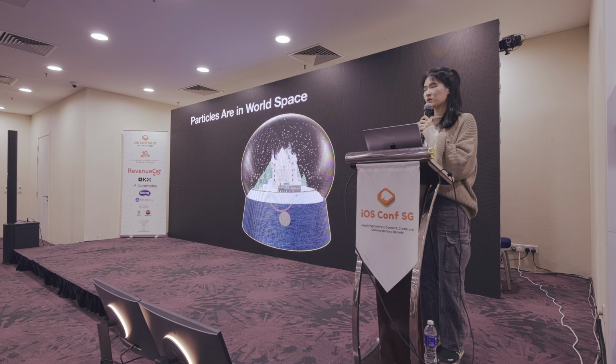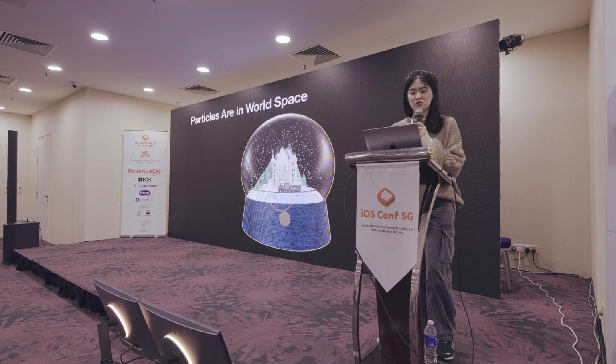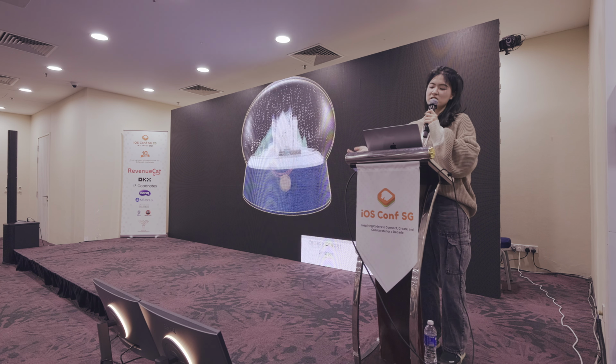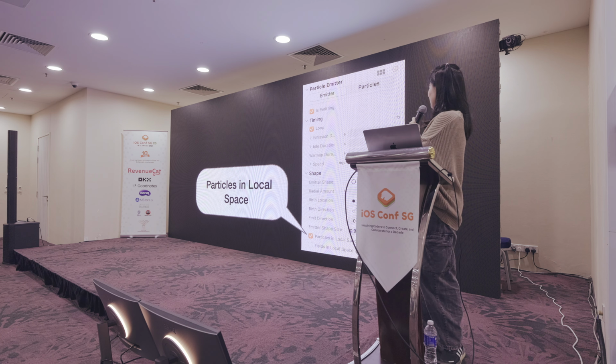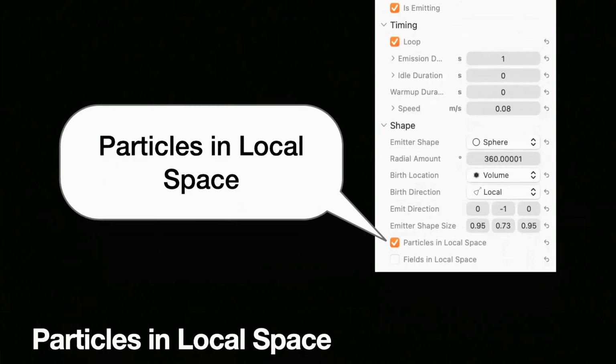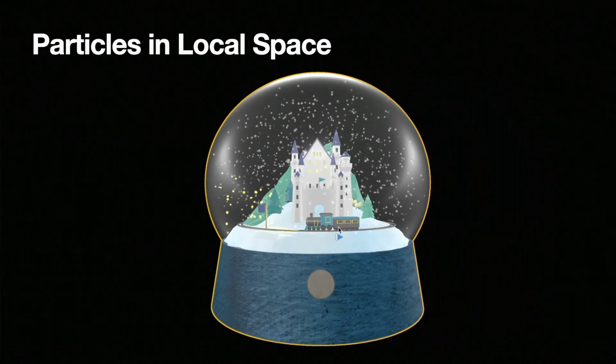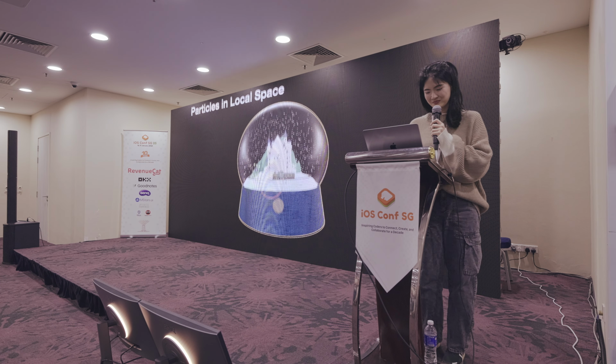And so what do we do? The problem is our SnowGlobe itself is already a little world. I don't want you to come to my world. So it turns out it's just a checkbox. It's very easy. Just turn on this particles in local space, and the problem is solved. So now we can happily move our SnowGlobe. I know it's a very simple checkbox, but it was very shocking for me. So I just want to share this with you.